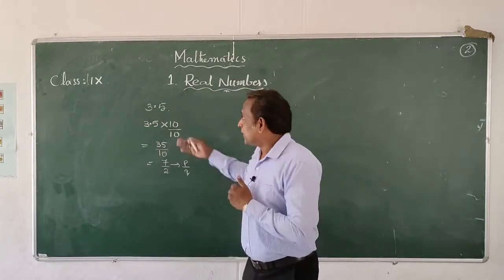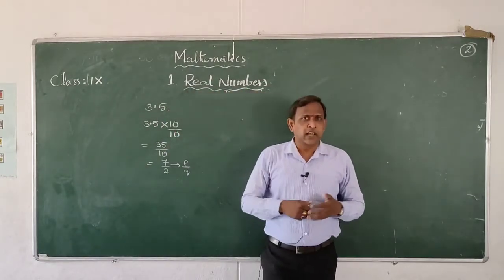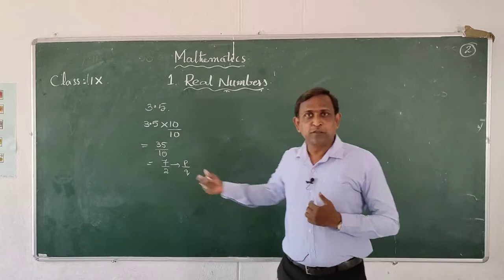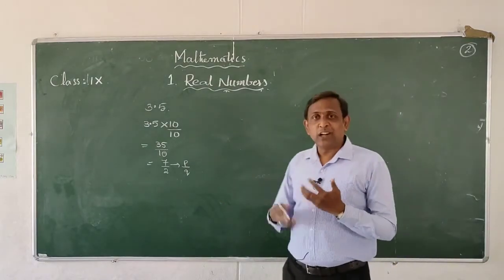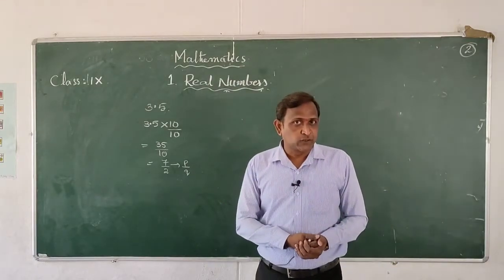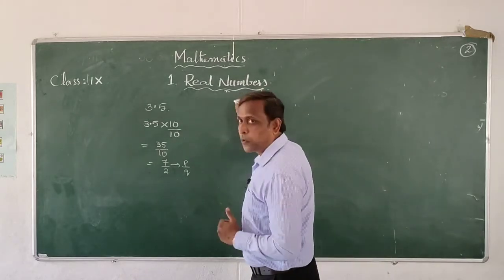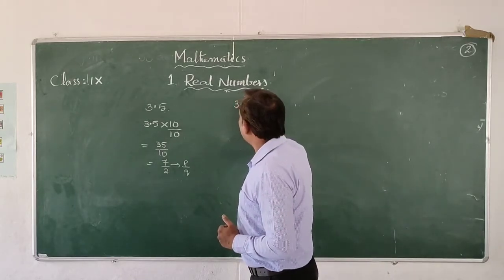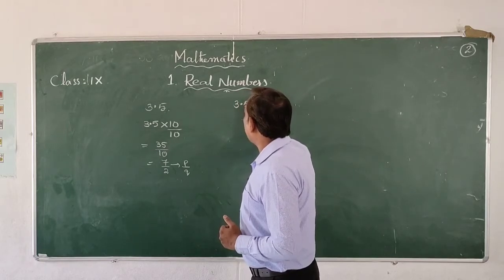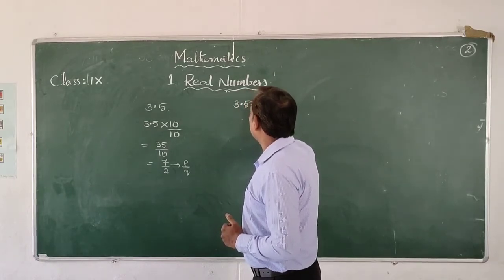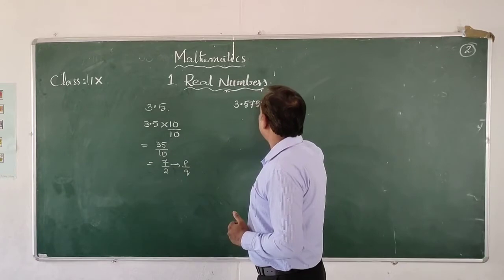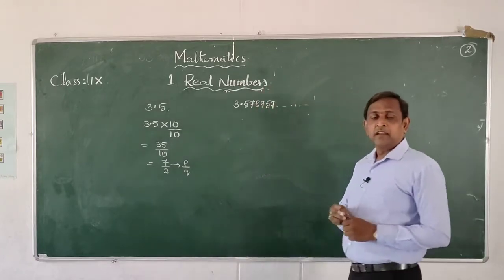And moreover, can only the terminating decimals be changed into the p by q form? No, we can change non-terminating repeating decimals also. Before that, I would like to say a few points about this non-terminating repeating decimal. 3.575757, and so on.